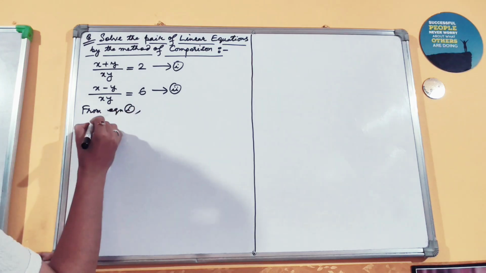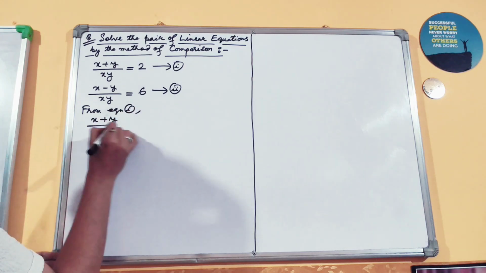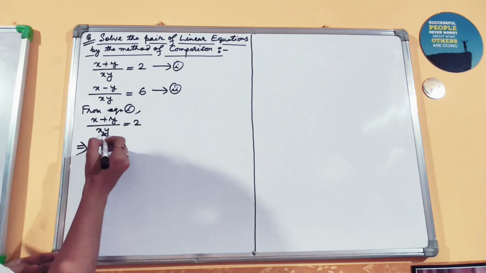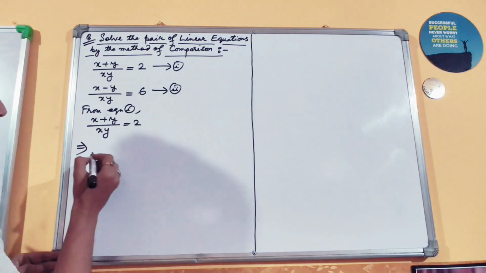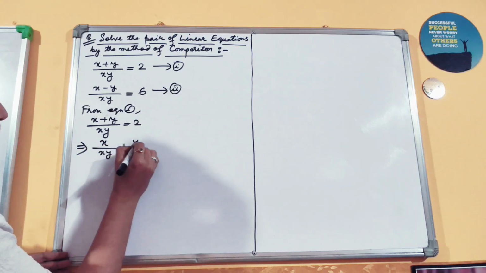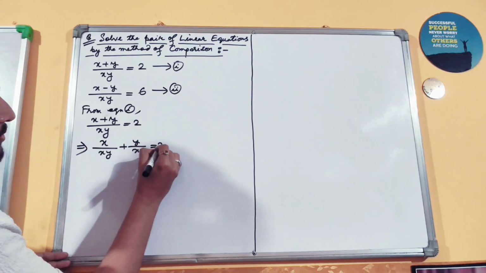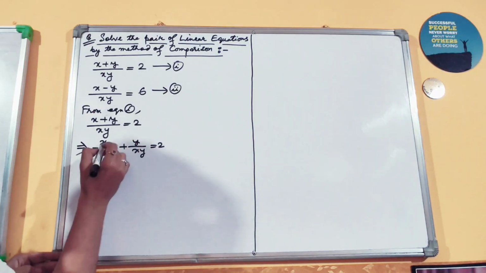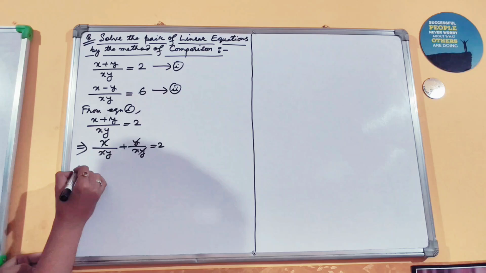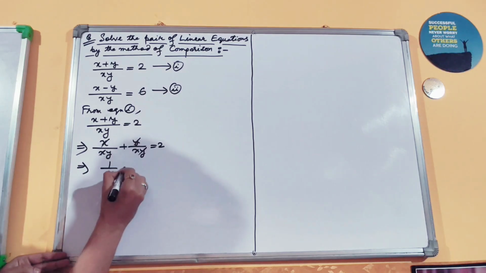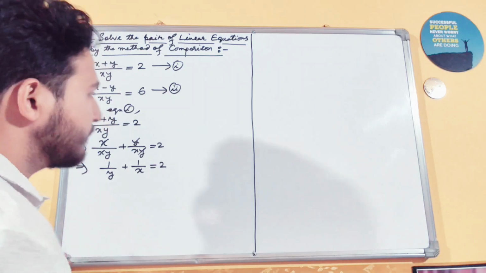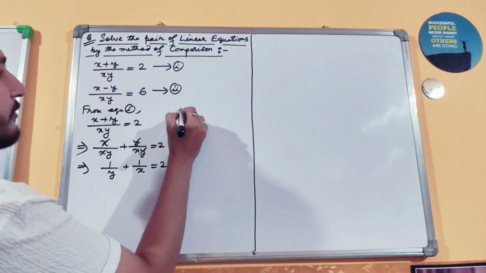So from equation 1, (x plus y) by xy is equal to 2. So we can divide this xy with x and y. See, x by xy plus y by xy is equal to 2. Now x gets cancelled, y gets cancelled, so we get 1 by y plus 1 by x is equal to 2.